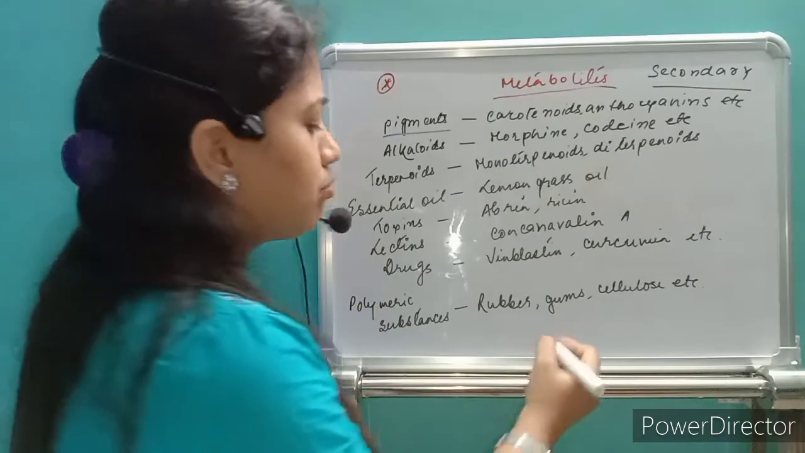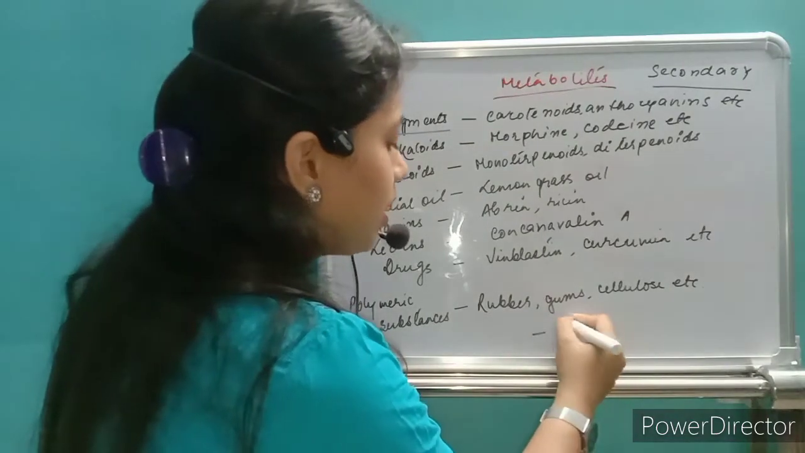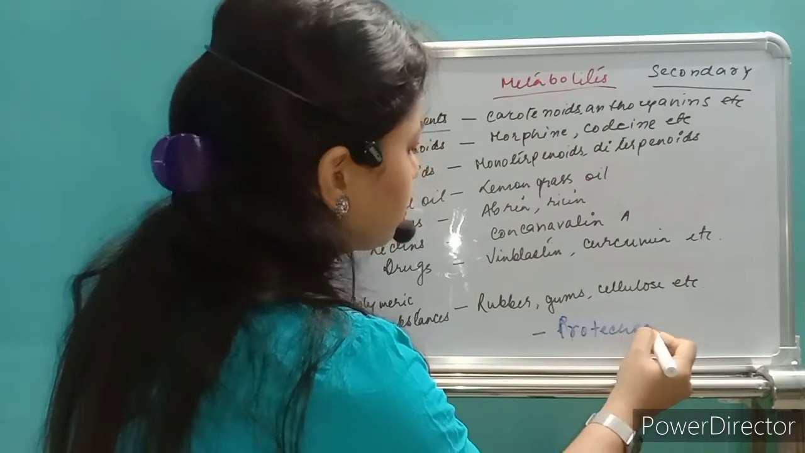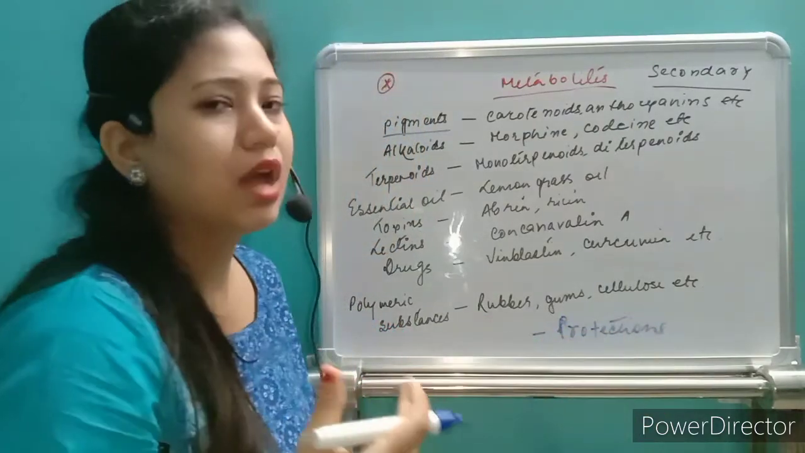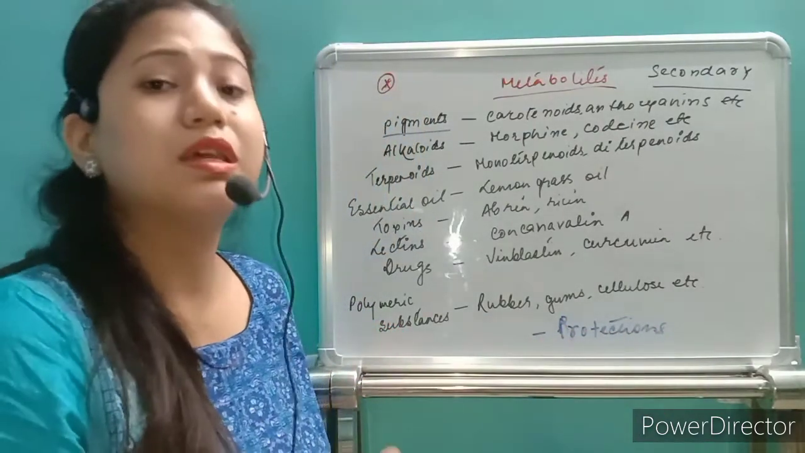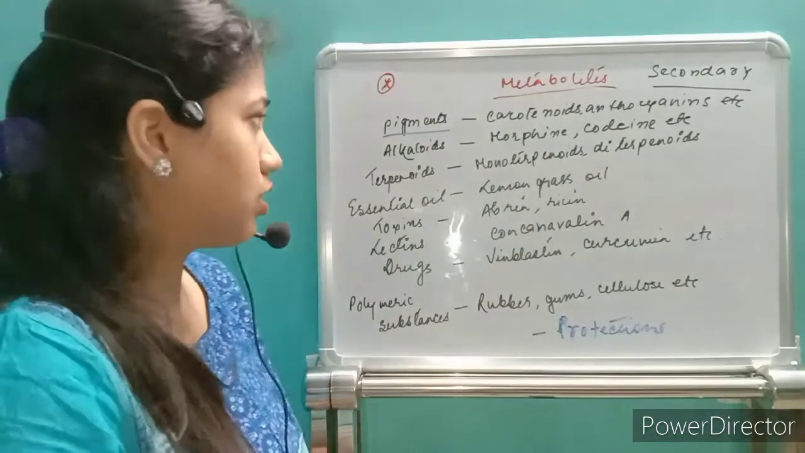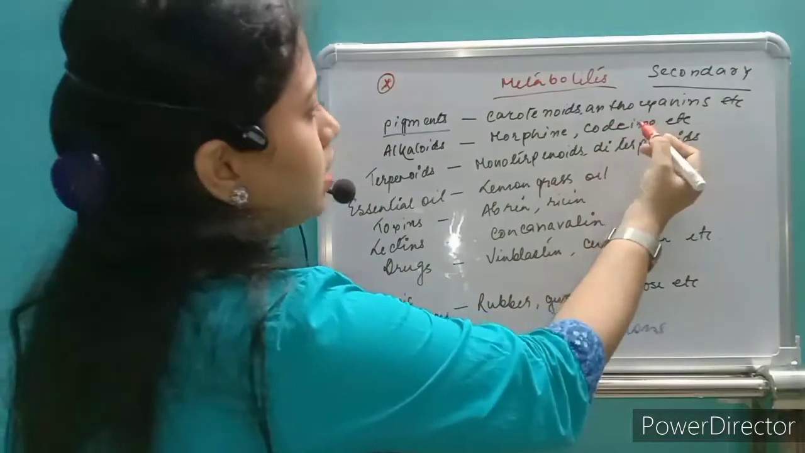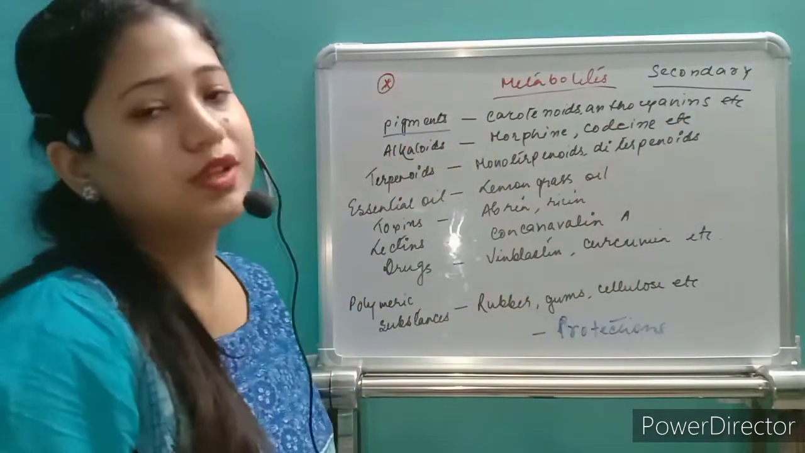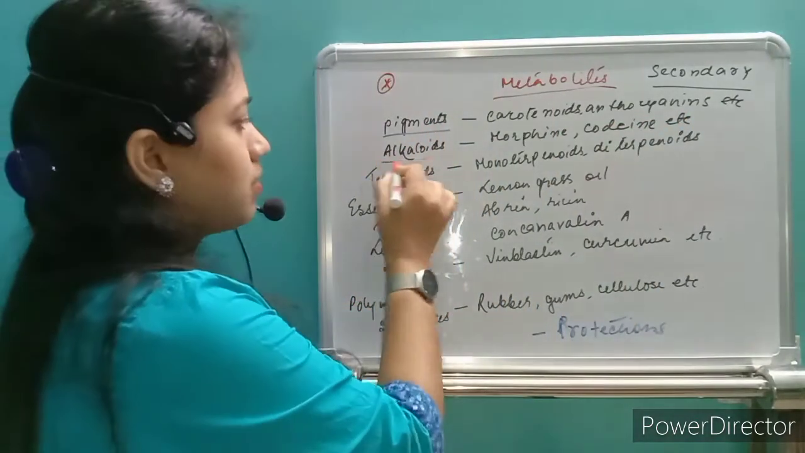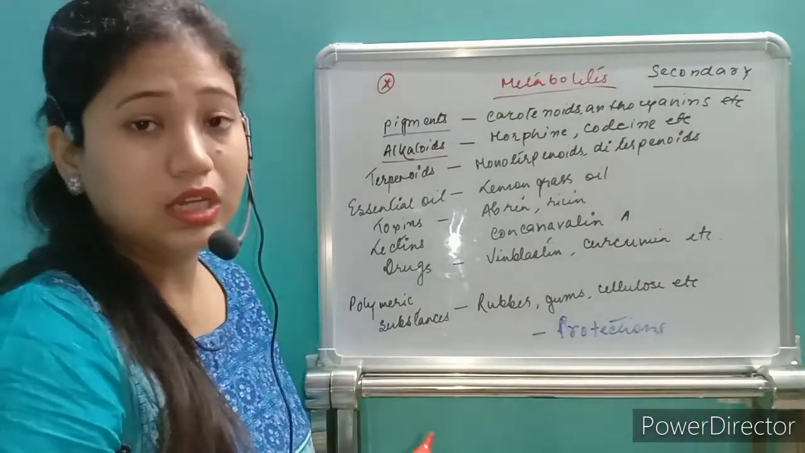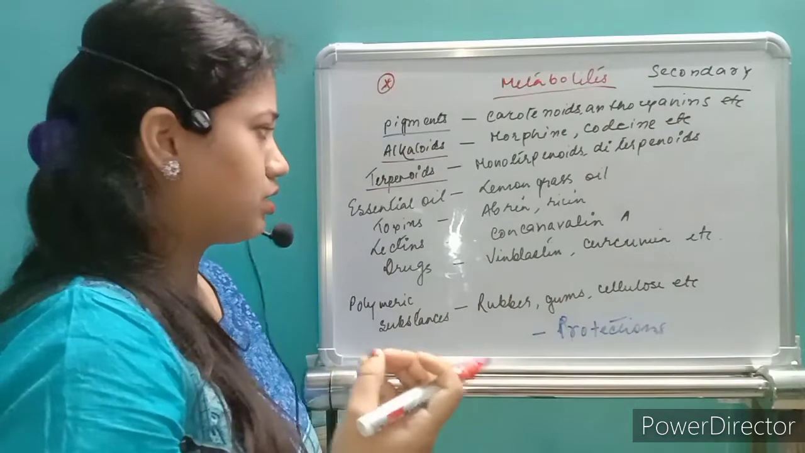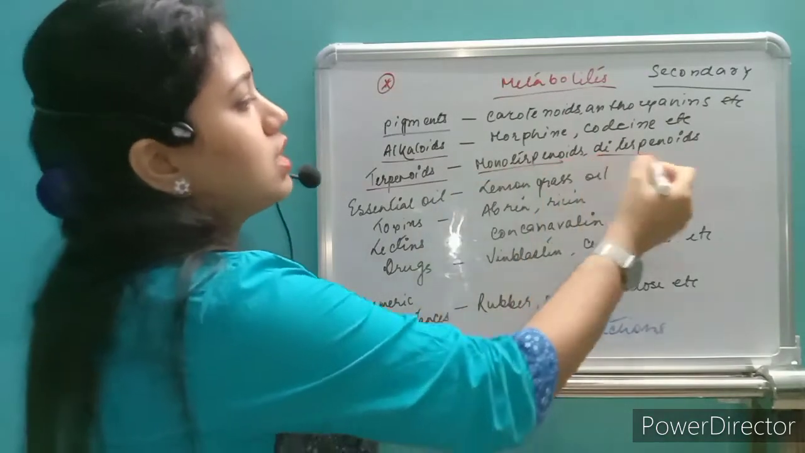Maybe the secondary metabolites can help in protection, but they don't have much metabolic function. So the first one is pigments. Some examples are carotenoids and anthocyanins. Next, we have alkaloids: morphine and codeine. Next are terpenoids, like monoterpenoids and diterpenoids.